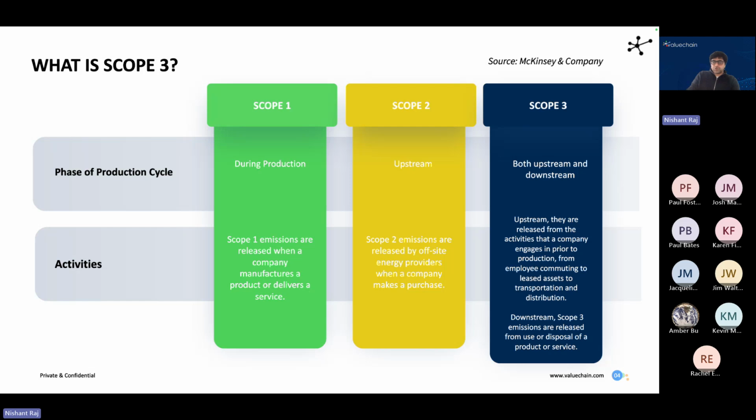Also things like your employee commuting, and how much is that contributing, because if you have people traveling all over the world to support customers, and to attend conferences, they might seem small, but they all start to contribute towards your overall emissions.